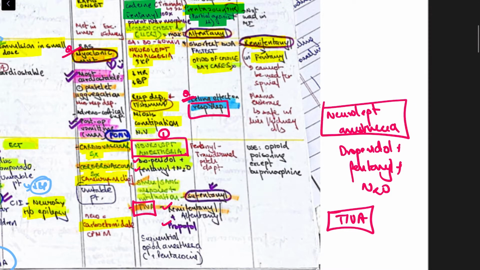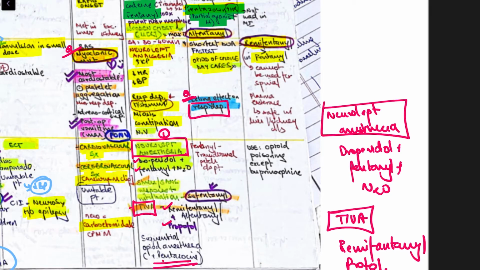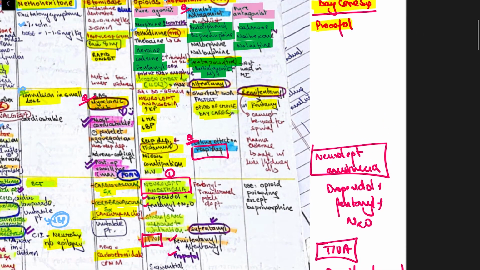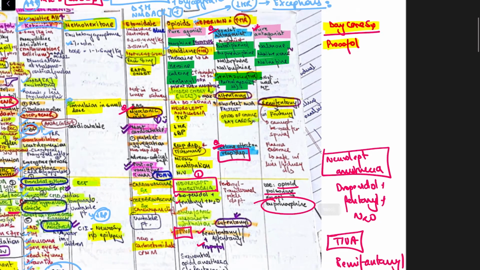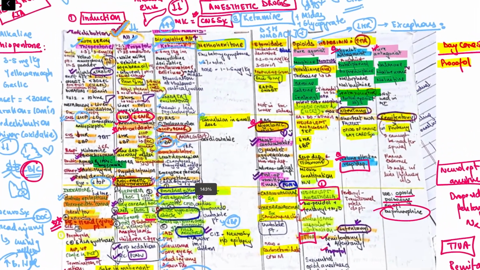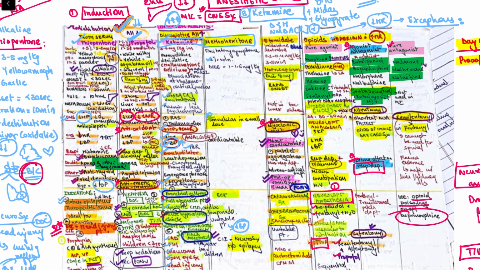Then next is TIVA, that is total intravenous anesthesia. We read it in propofol. So here we give remifentanil, the short acting, right, and propofol. Alfentanil can also be given. And next is sequential opioid anesthesia. It is given with pentazocine. Remember, these pure antagonists are used in opioid poisoning, except poisoning due to buprenorphine. Alright, so these are all the induction agents.